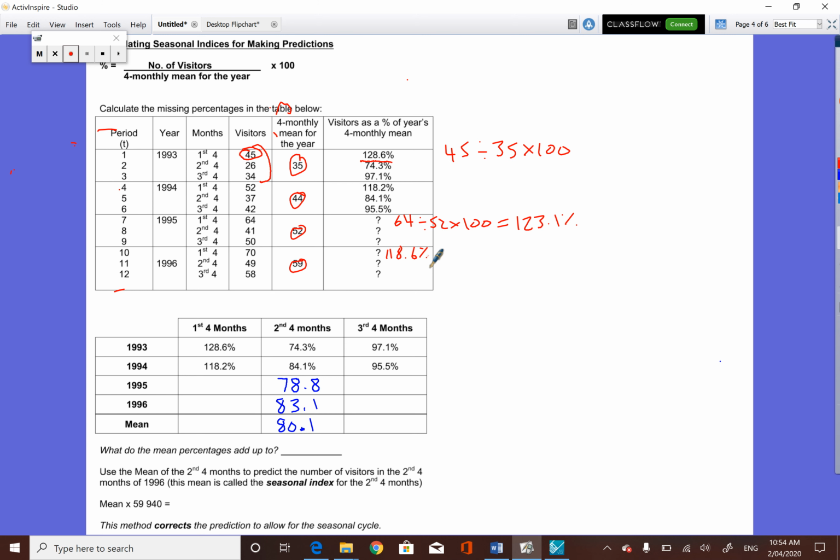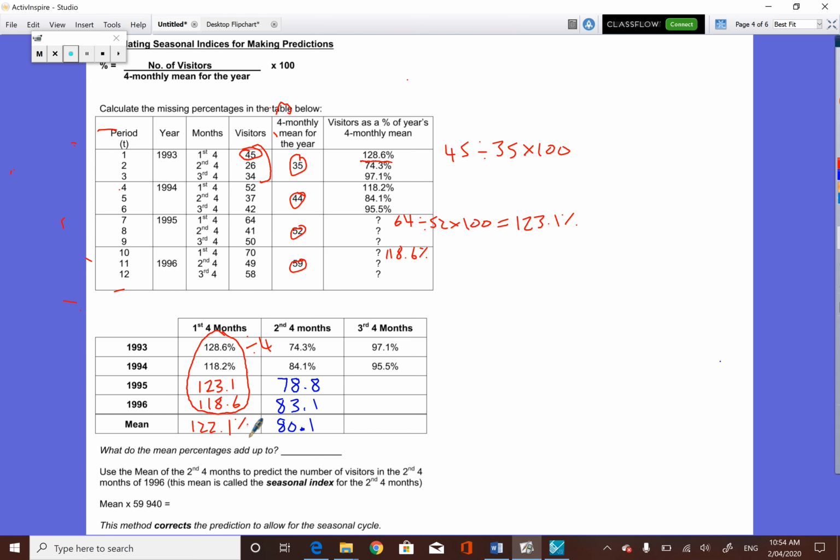Now, if we go down to the table below, what this is doing is now accumulating all the percentages for those first month periods. So you can see this is for 1993, 94, for 95 we had 123.1, and for 96 we had 118.6. Now what I want to do is add those 4 up, these 4 here. I want to add them together. I want to divide it by 4 because there's 4 of them. And then that will come up with the figure of 122.1%.